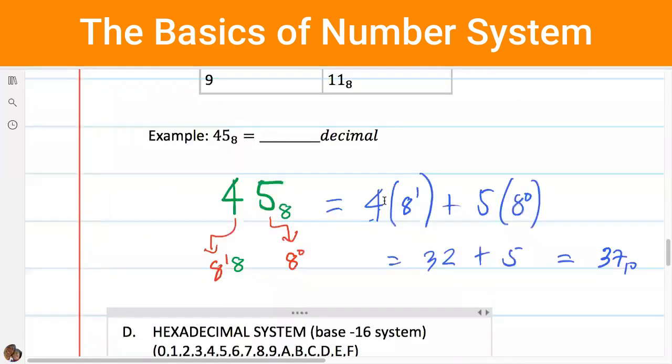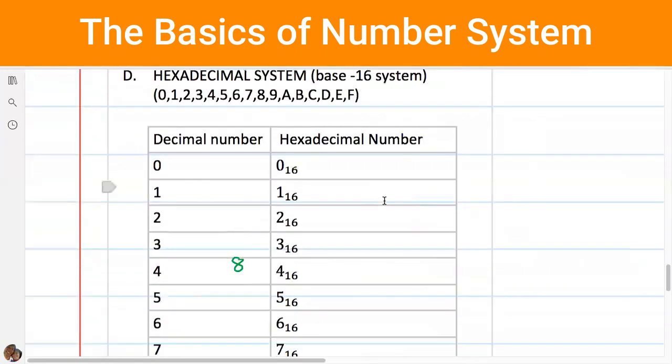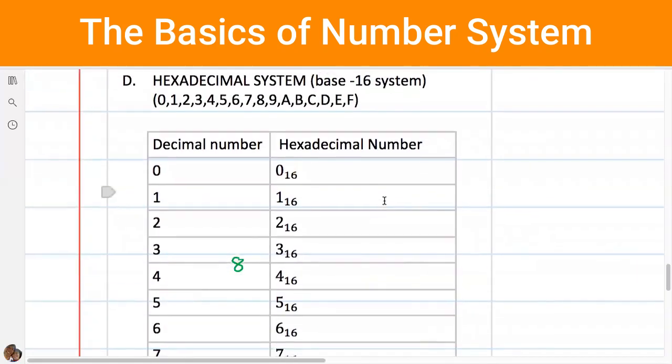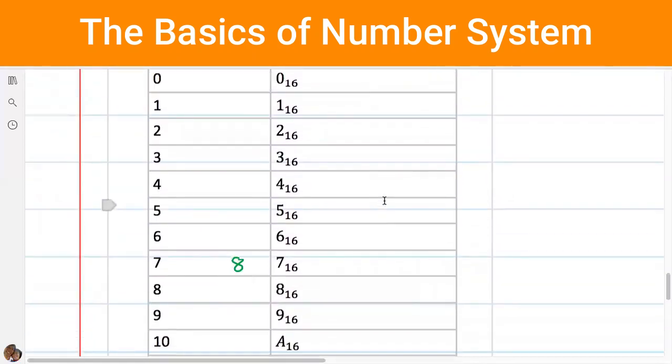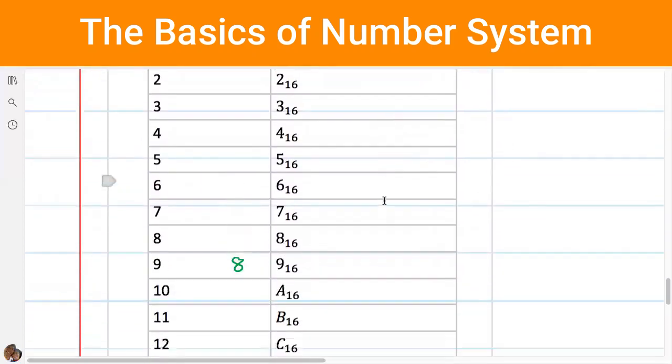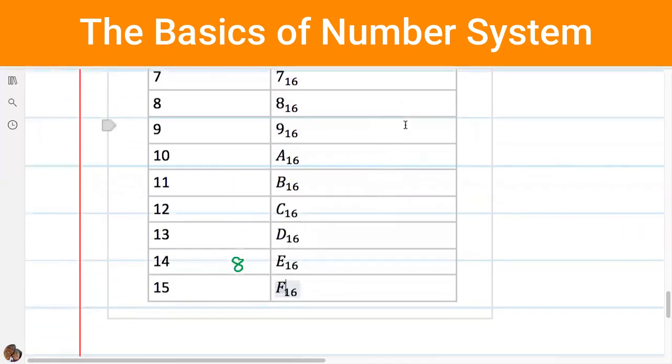So these are the comparison of the two number systems, from decimal to hexadecimal. From 0 to 9, they are the same. But as you go along with 10, it becomes A, 11, B, 12, C, 13, D, 14, E, 15, F.